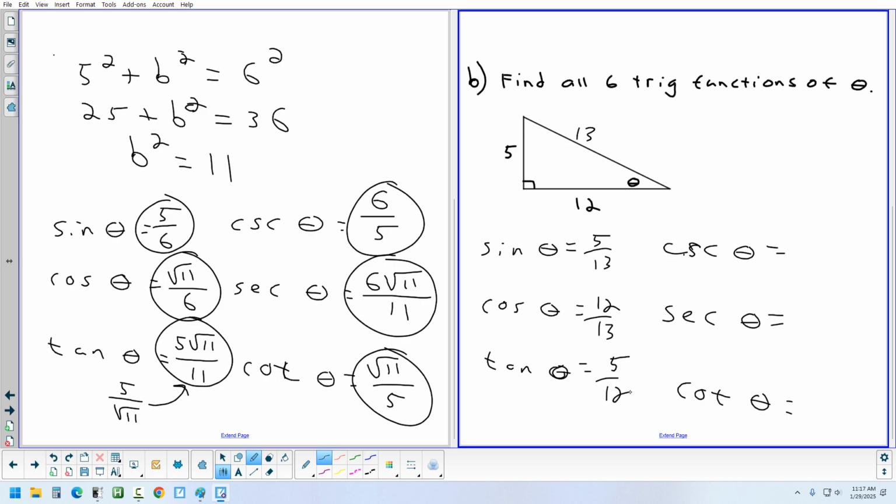And to get the other 3, just take the ones we have and flip them. So 13 over 5, 13 over 12, 12 over 5. Any one of those pieces of information could be used to help me find the angle, like if I wanted to actually know how big the angle is. That's going to be tomorrow. Questions on that?